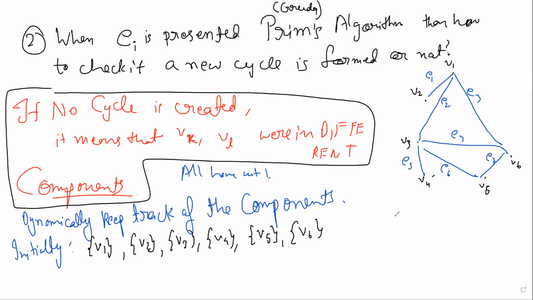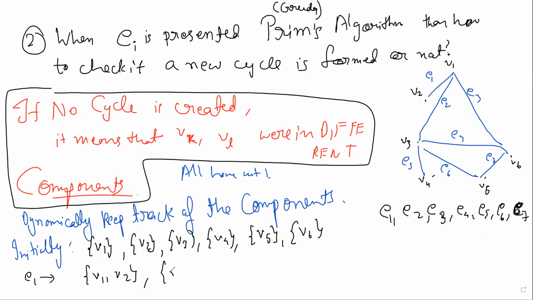Now, let's say the edges are ordered in the usual way. They come in like this: E4, E5, E6. When E1 walks in, it takes the union of the sets which have its endpoints. And then your structure becomes this, after the first step.